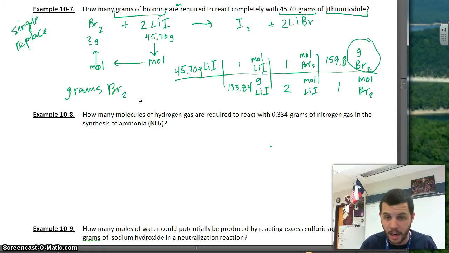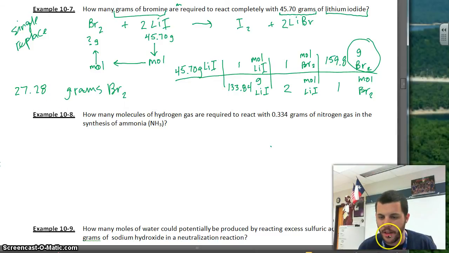45.70 times 159.8. Enter. Divided by, okay, now I've got 133.84 and 2 on the bottom. So I need to open parentheses, 133.84 times 2, close parentheses, be careful of your order of operations, hit enter, and I get 27.28, and that is the appropriate amount of sig figs, grams of Br2. Okay, that is how these problems work.